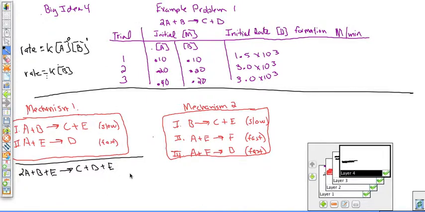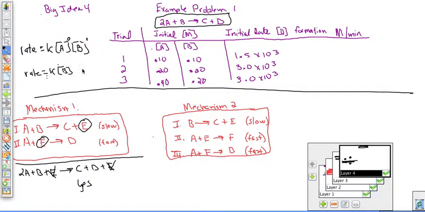Now what you want to do is go ahead and eliminate any intermediates. Intermediates are anything that shows up in the mechanism, the steps that it takes to do this overall reaction, that is not in the overall reaction. So you'll notice that E right here in both of these situations is something that's not in the overall reaction. So if we go down here and cancel out these E's, we find that indeed it's 2A plus B goes to C plus D. So that's good. So far this matches up.